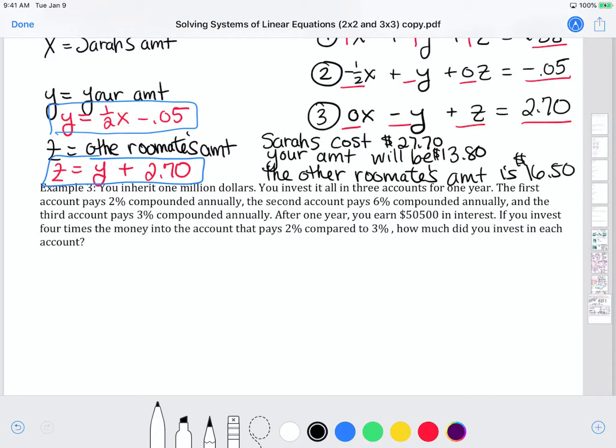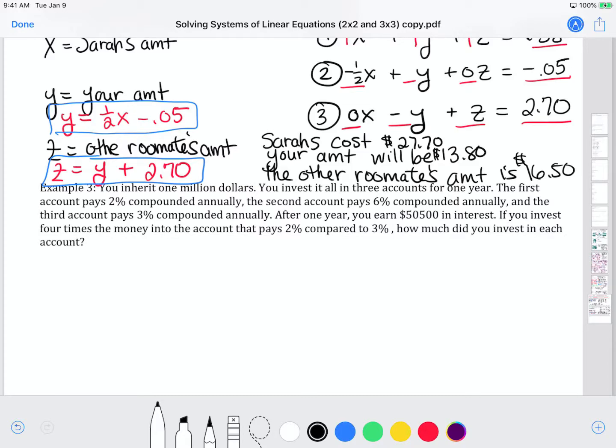Okay, in example 3, it says you inherit $1 million. You invest it in all 3 accounts for 1 year. The first account pays 2% interest each year. The second account pays 6% each year, and the third account pays 3% each year. After 1 year, you earn $50,500 in interest. If you invest 4 times the money into the account that pays 2% as compared to 3%, how much did you invest in each account?